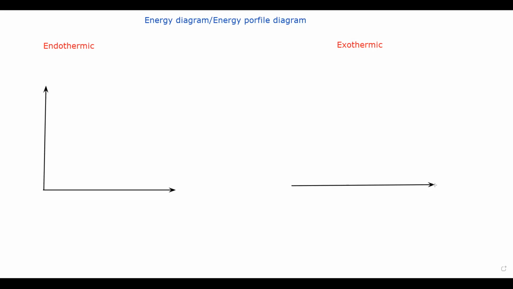So for endothermic reactions, and for exothermic reactions, you should be able to complete this diagram as well as the labels. On the x-axis we have the reaction progress, on the y-axis we have energy. For exothermic, on the x-axis we have reaction progress and the y-axis we have energy.